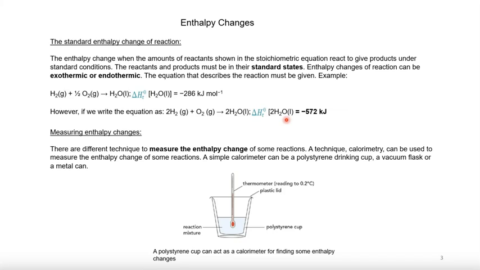There are different techniques to measure enthalpy changes. In the laboratory, we can make a calorimeter to measure the standard enthalpy changes of some reactions. That calorimeter could be as simple as a polystyrene cup with a thermometer, and you keep your reaction mixture in this polystyrene cup. Thereby you can measure the enthalpy change of any reaction.